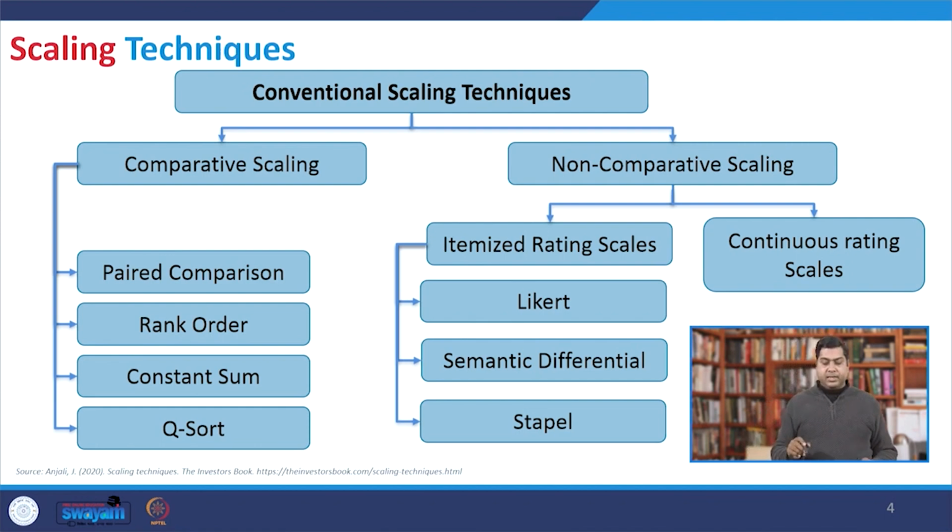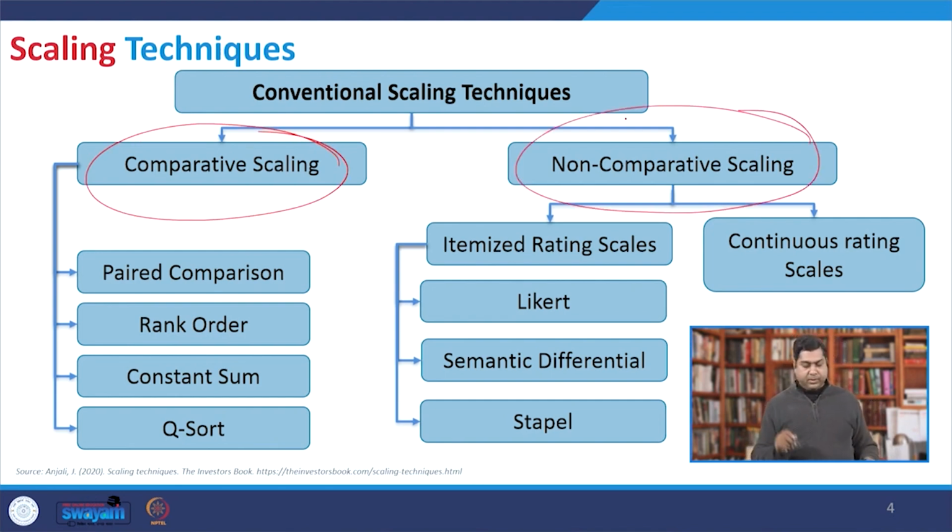This particular slide, let us focus on it. The conventional scaling techniques are broadly classified into two. One is comparative scaling, where comparison is something that we would like to make, and then non-comparative scaling as well. Under comparative scaling there are some established scaling tools. One is paired comparison, where we take two variables at a time and try to compare. We can say this is better than this, or this is preferred over this, and like that we can compare.